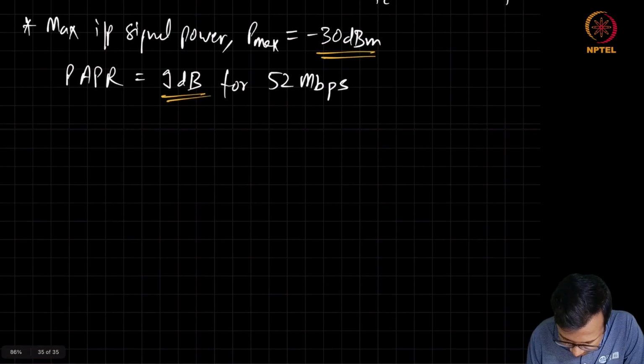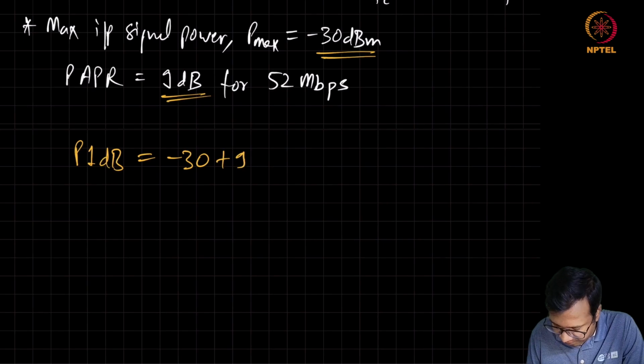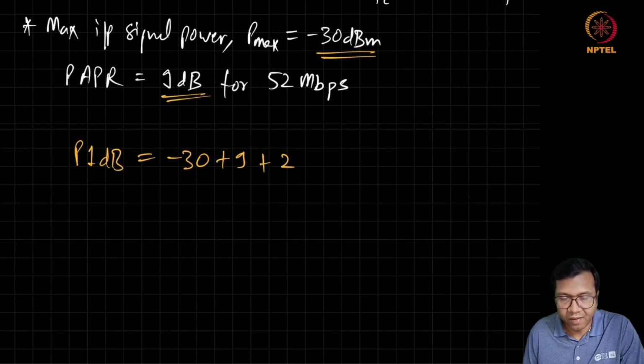So we need to ensure that P1 dB is minus 30 plus 9 plus some extra 2 dB margin we can add to account for any envelope variation due to the pulse shaping.